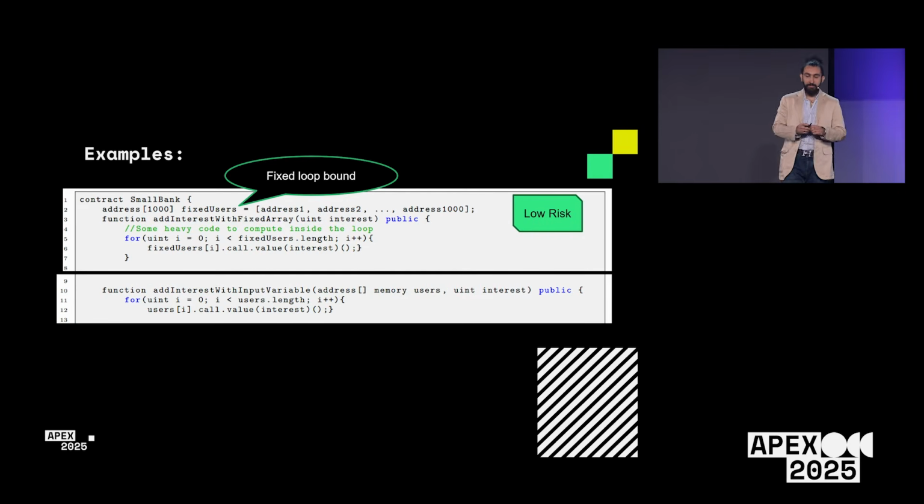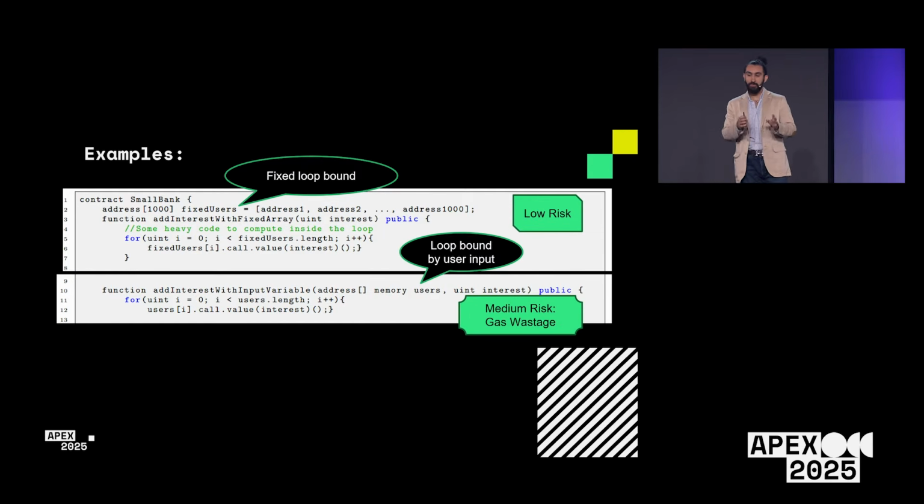But then we have another case that might be a little bit more problematic. For example, in the second function that I'm showing here, it's basically the same functionality, but instead of having a fixed array, we have a dynamic array that's a user input. So this input variable basically controls the number of iterations in this specific loop.